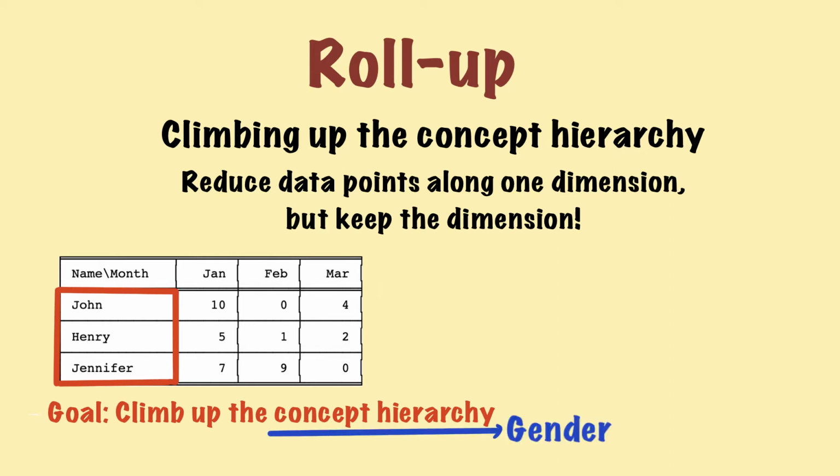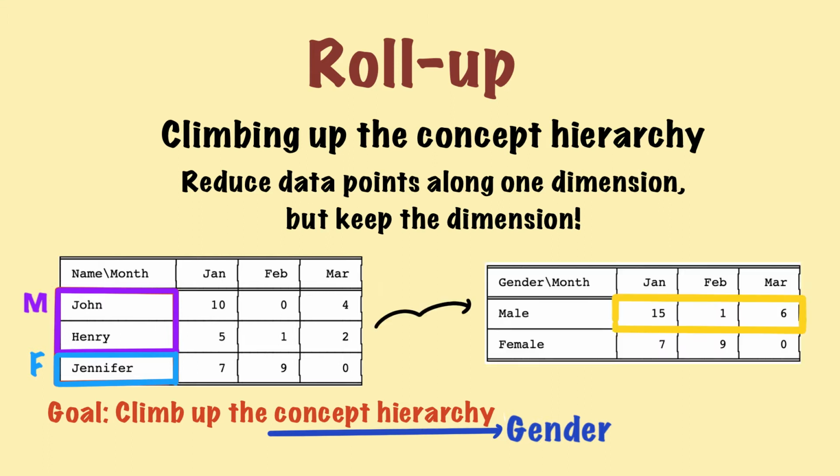The most intuitive hierarchy is gender. I'm not implying that female is better than male or male is better than female. It's just a natural way to categorize humans. So, John and Henry are male, and Jennifer is female. Here's the result. The significant change is in the male, where we aggregate the data for John and Henry.